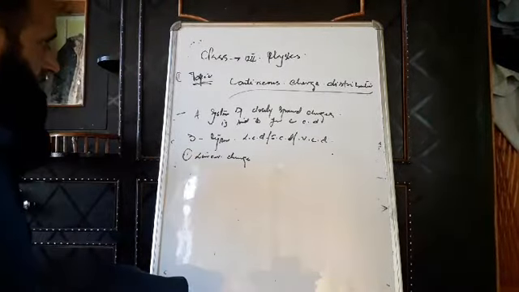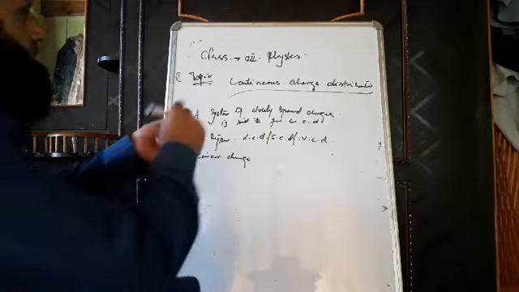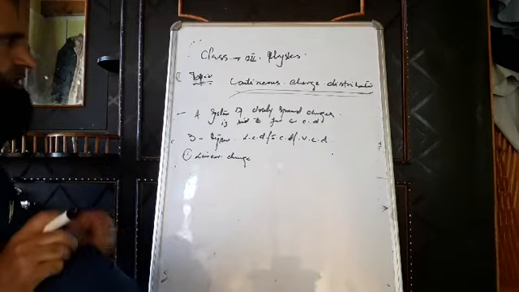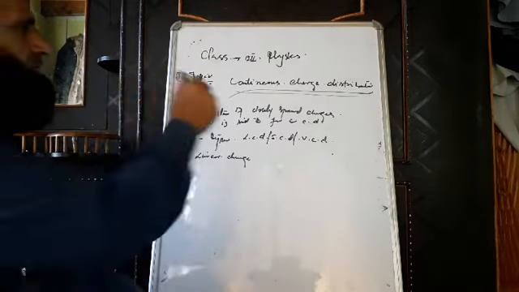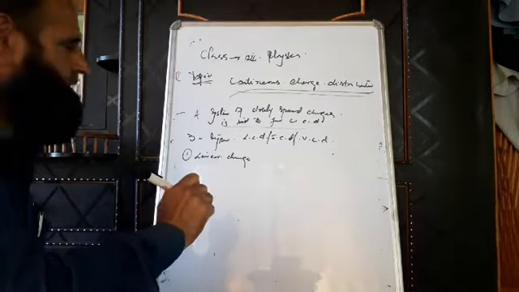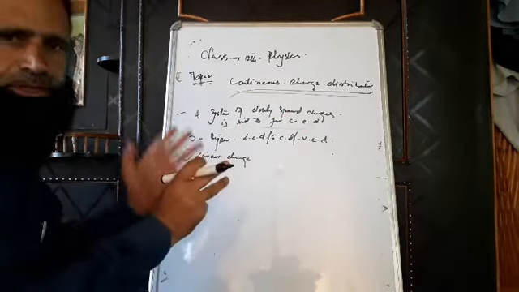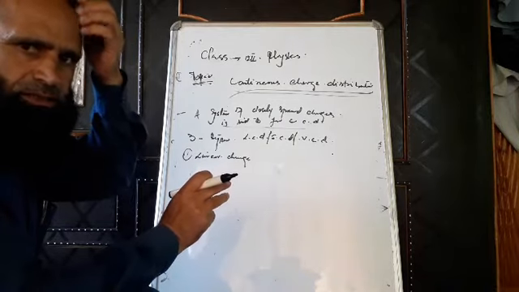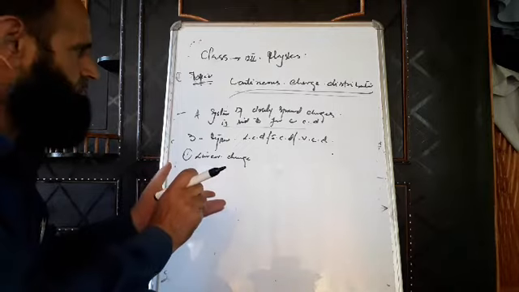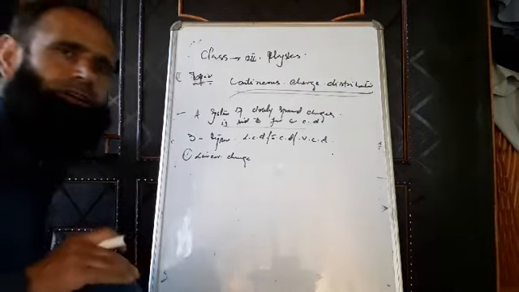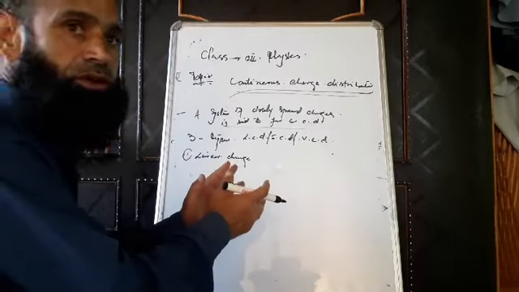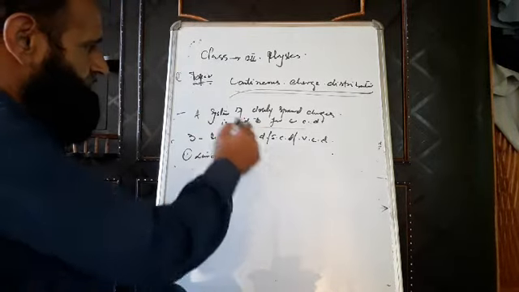Class 12th physics. Our topic is continuous charge distribution. A system of closely spaced charge is said to be continuous charge distribution. If the charges are distributed closely to each other, then we can see the charges are distributed in continuous charge distribution.